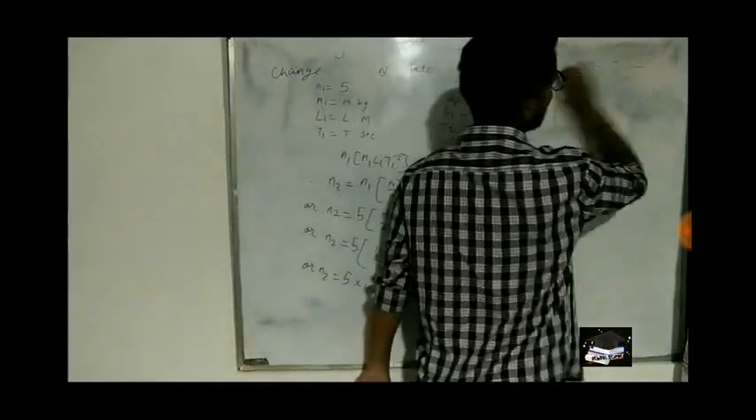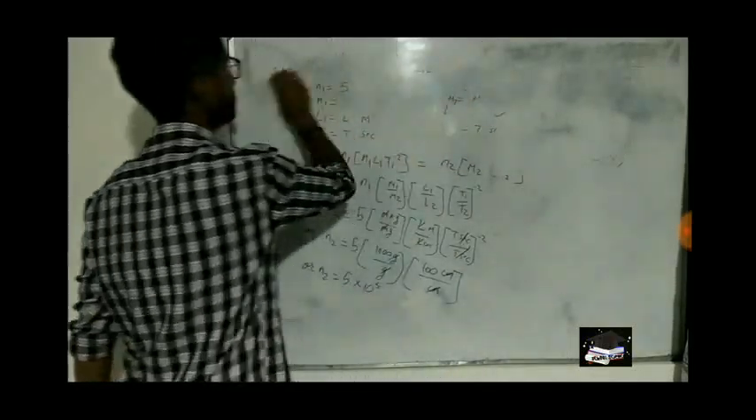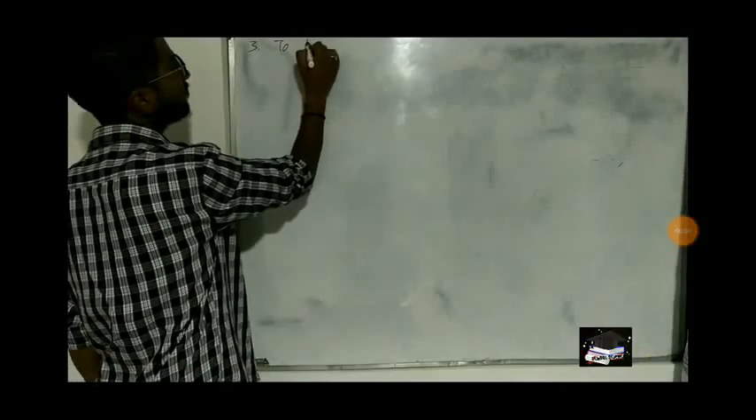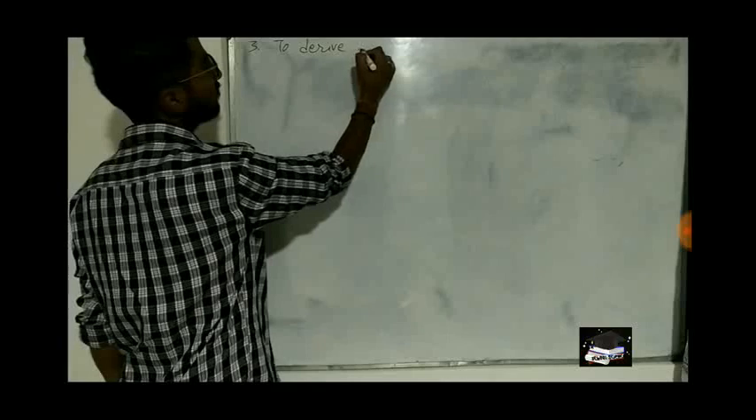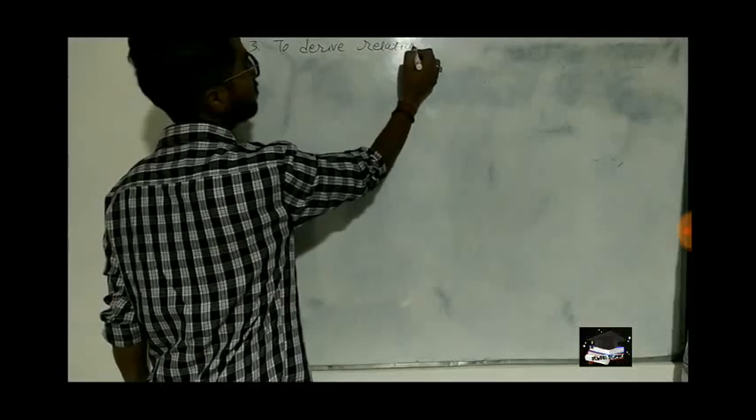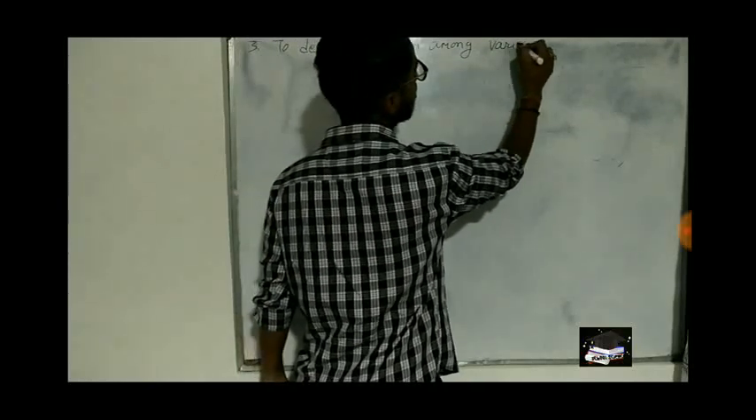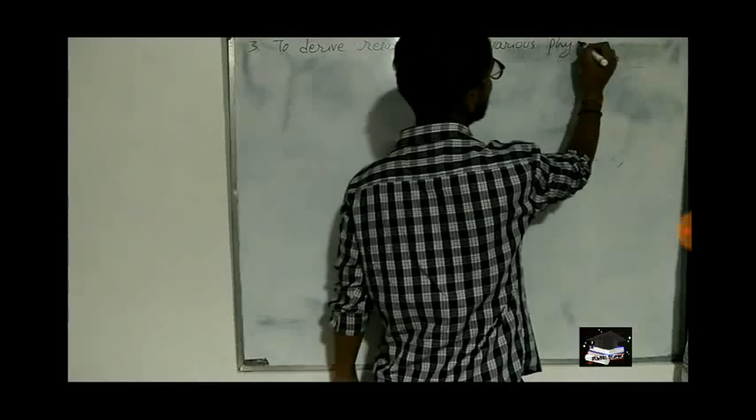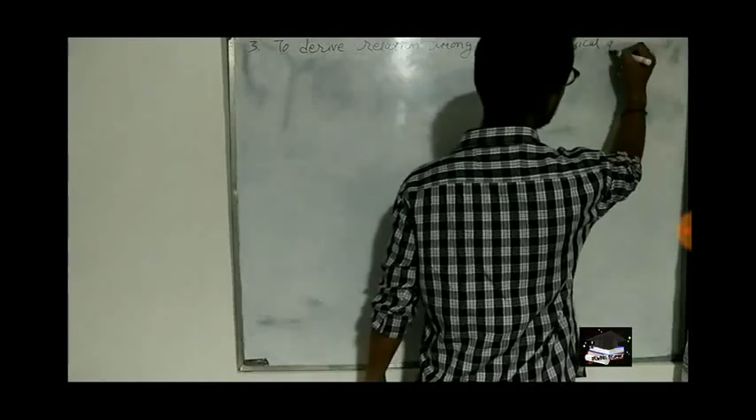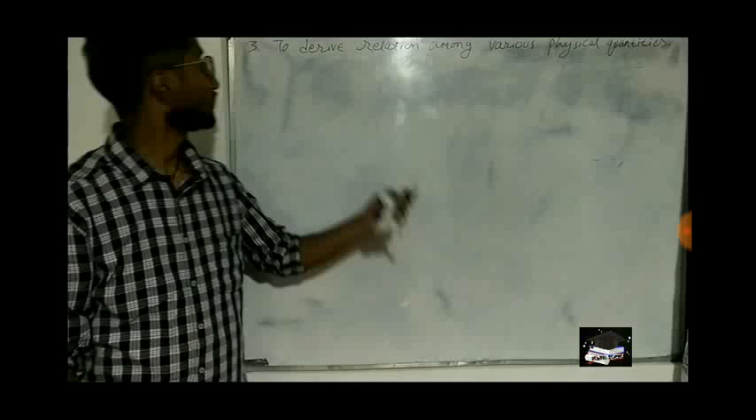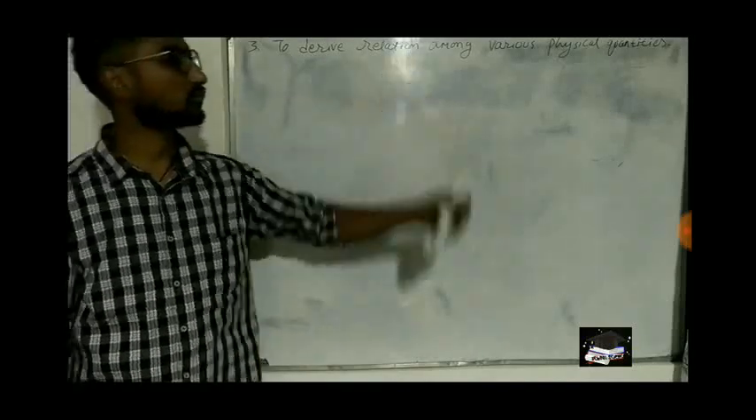Now let us go to the last use, number 3. To derive the relation among various physical quantities. Okay, this is our third use, the last one. To derive the relation among various physical quantities.